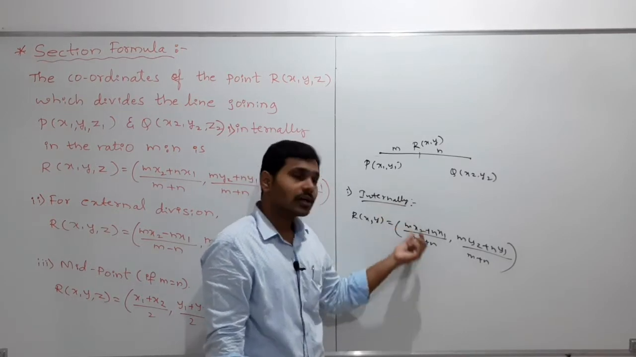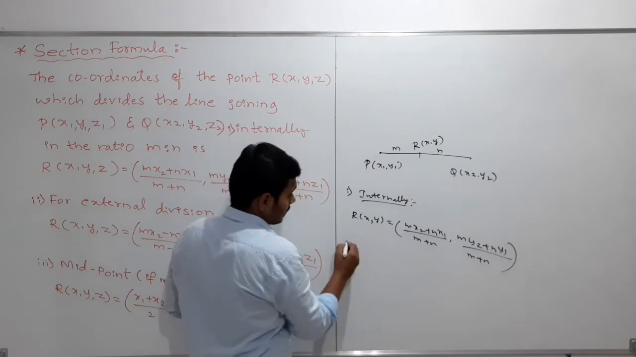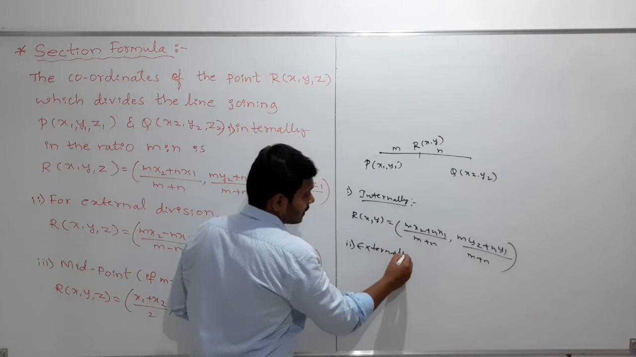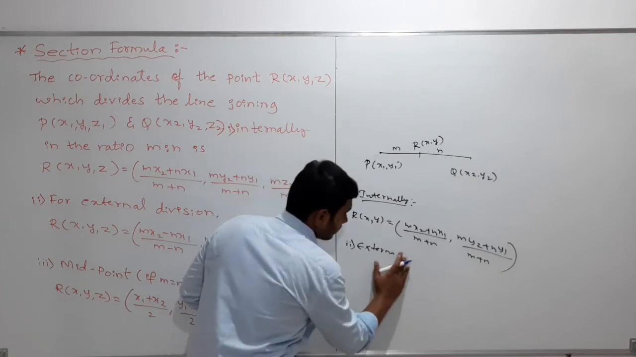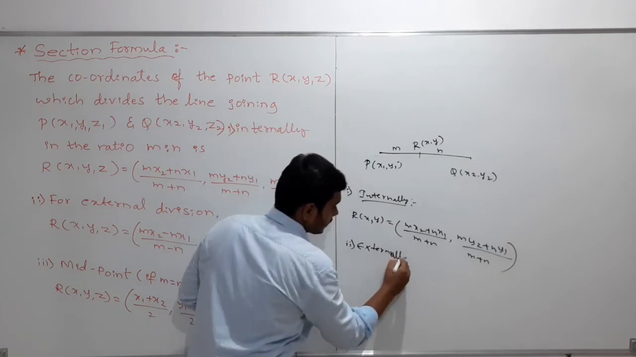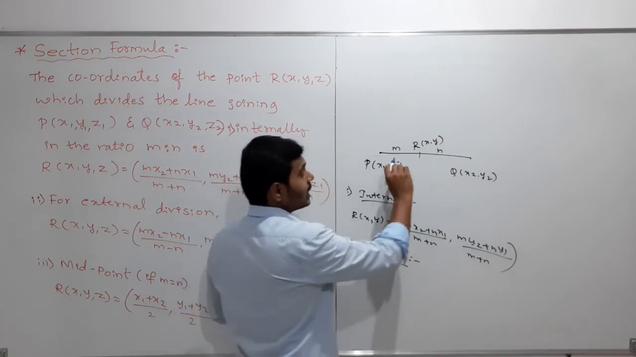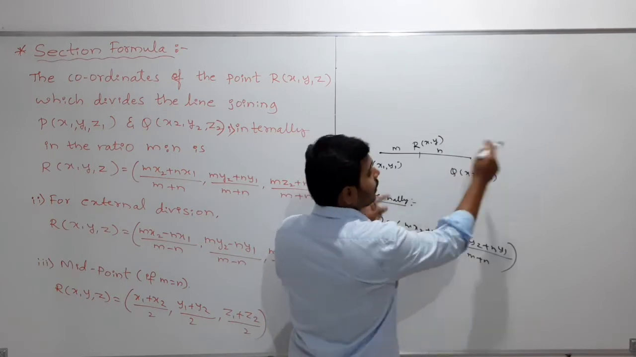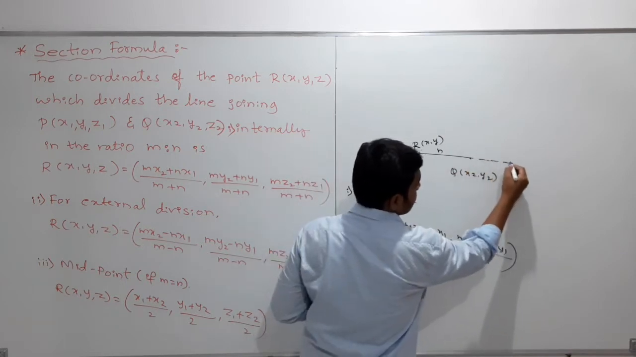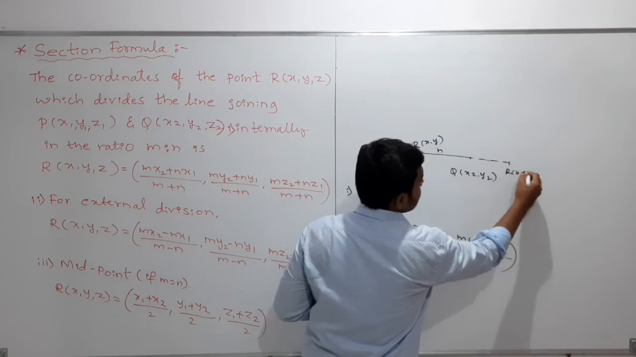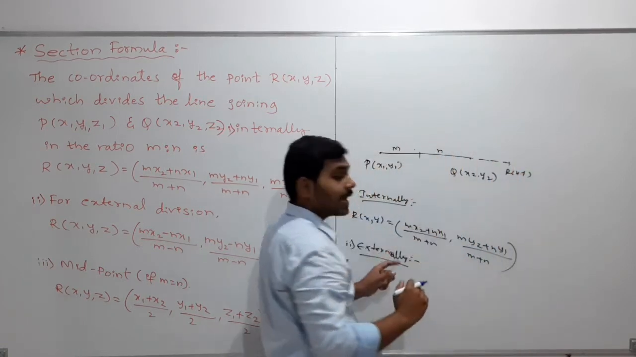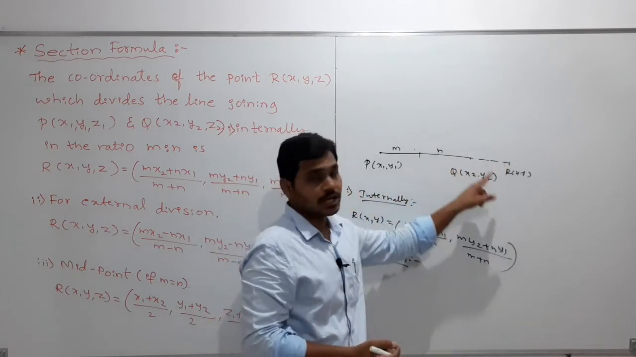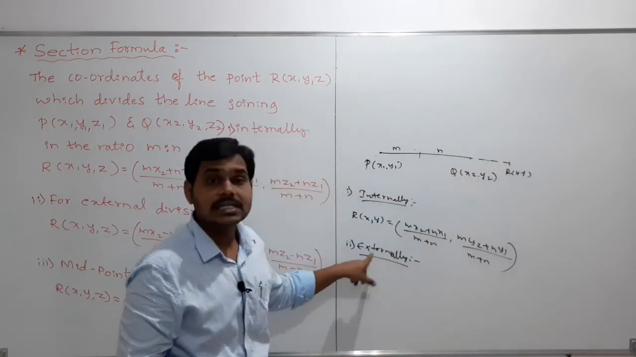Am I clear? This we already discussed. Similarly, we can calculate for external division. Externally means, my dear students, if this point R of x comma y comma z is not inside PQ, if it is outside somewhere here, external to this PQ. In such a situation we call it external.